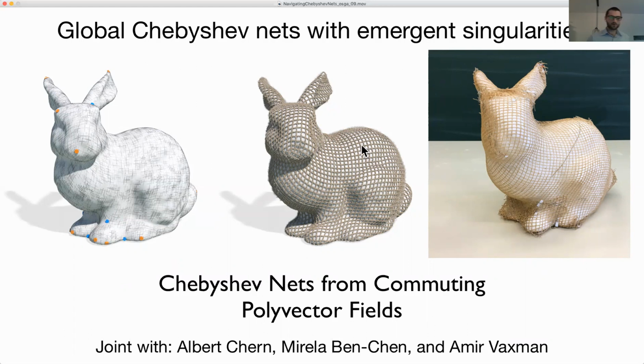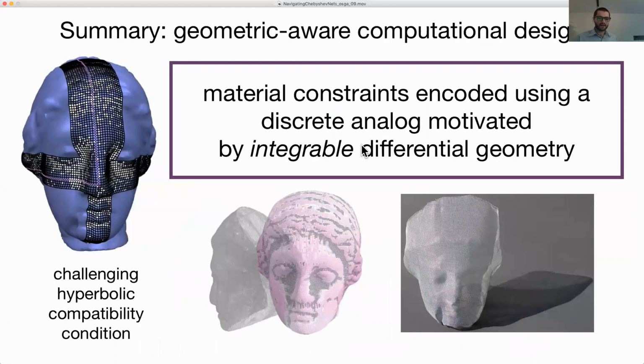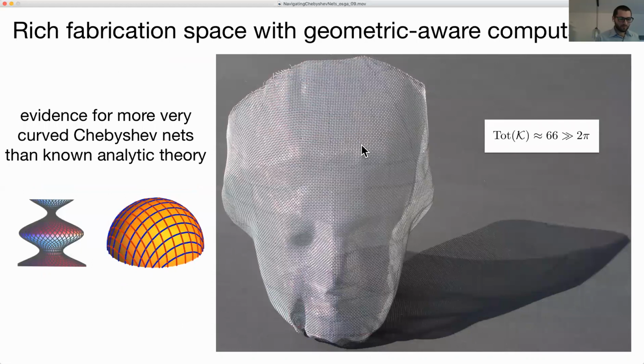So we have a quick question from Sven. Let me back up for a moment. The question is, was this mask molded, or actually found by the discrete Chebyshev net?